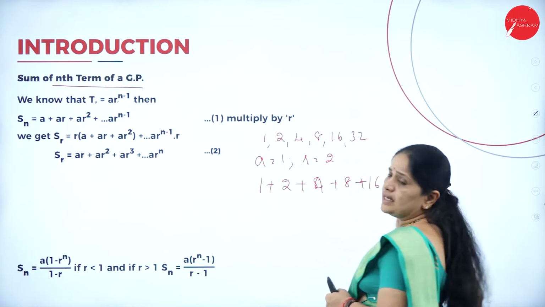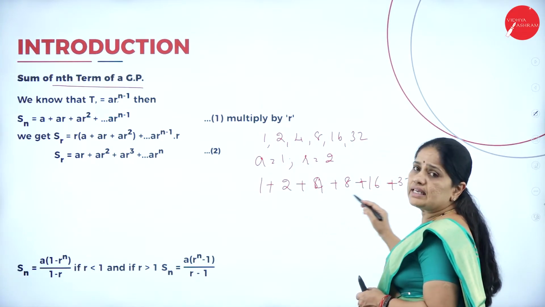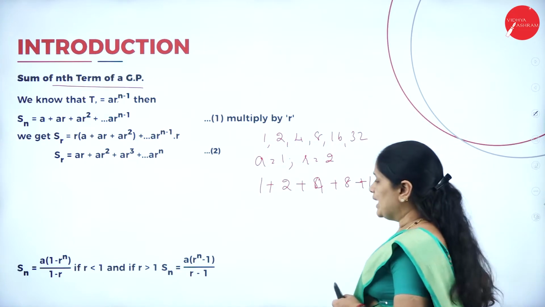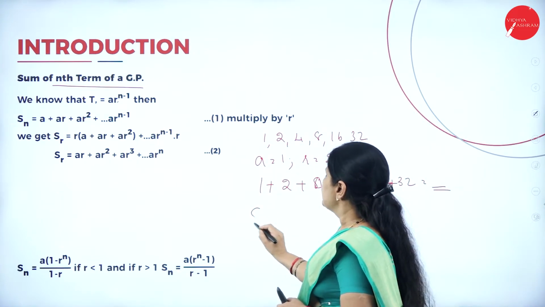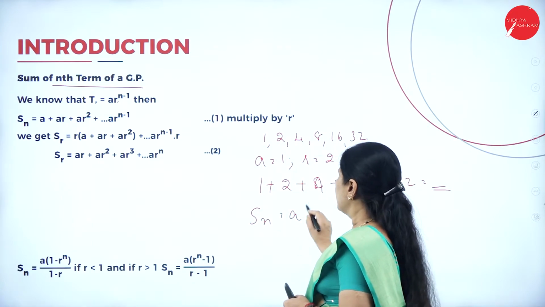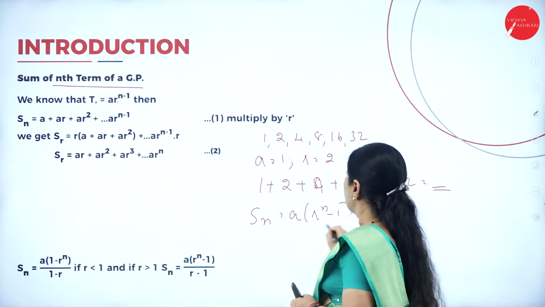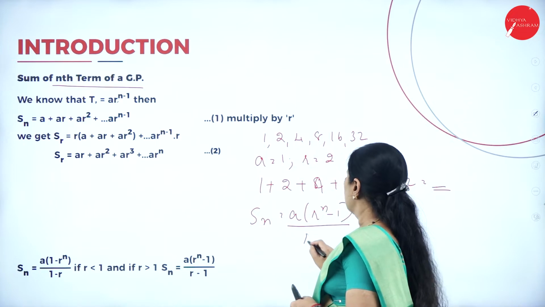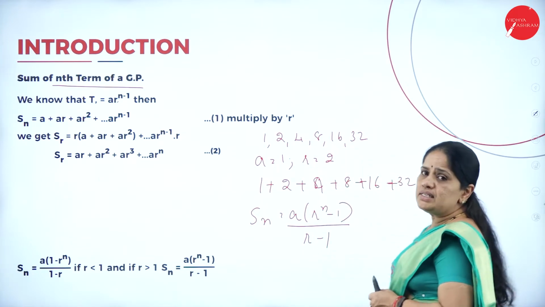I get the answer. So instead of writing all this, I have a formula. What is the formula? Sn equals a into r to the power of n minus 1 divided by r minus 1.